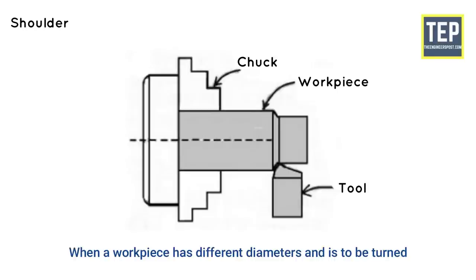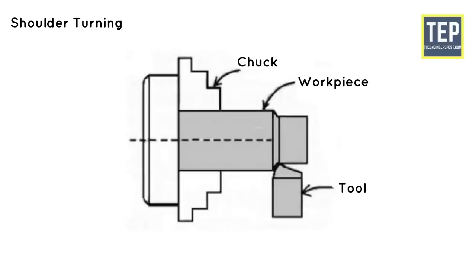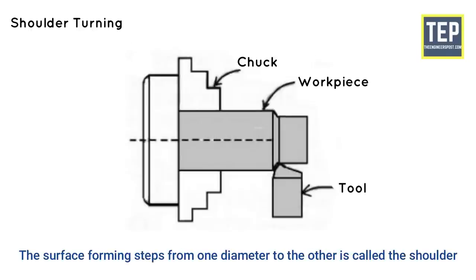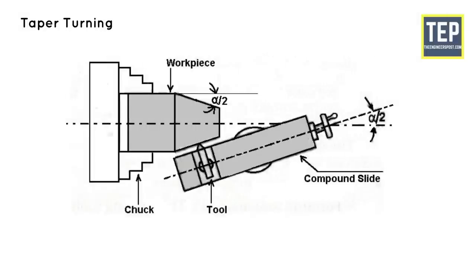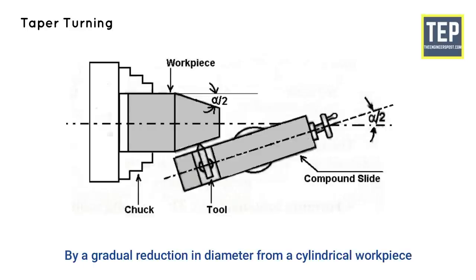When a workpiece has different diameters and is to be turned, the surface forming steps from one diameter to the other diameter is called the shoulder. And machining this part of the workpiece is called shoulder turning. Taper is the uniform increase or decrease in the diameter of the workpiece, measured along its length. Taper turning is done to produce a conical shape by a gradual reduction in diameter from a cylindrical workpiece.